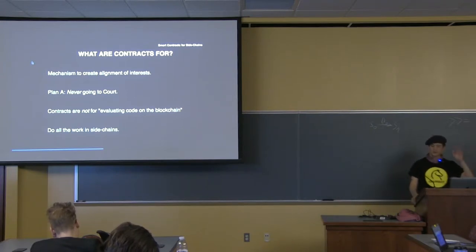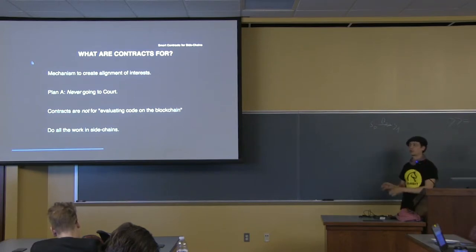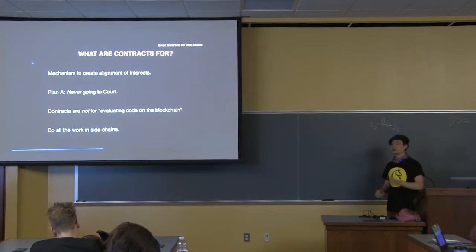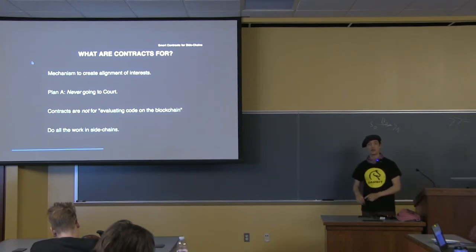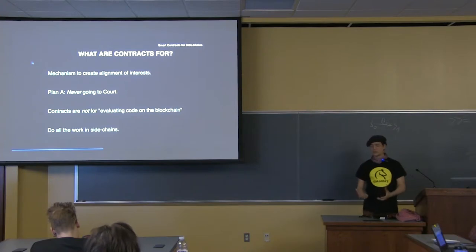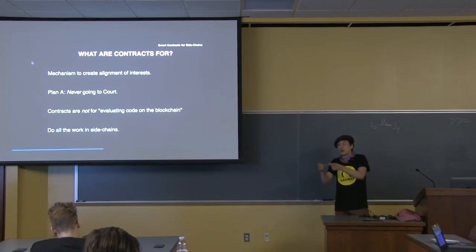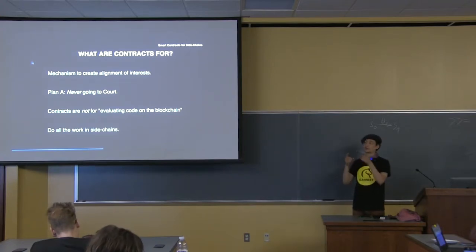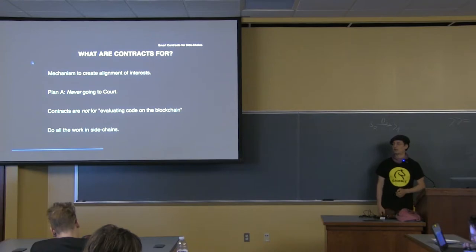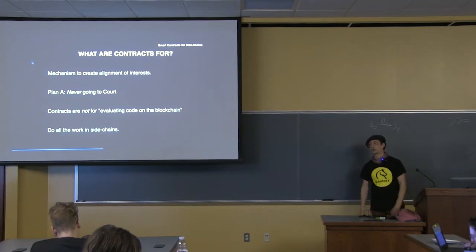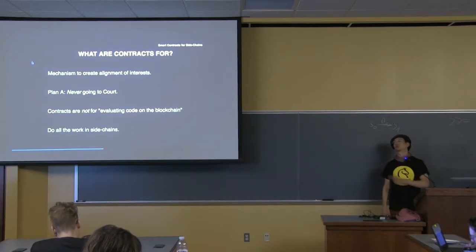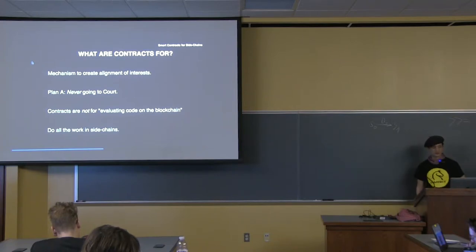Okay. But in my view, the goal of the contract is never to do the computation on the blockchain. It's to threaten the computation on the blockchain, which is 1 million times more expensive than doing it on your computer. But if you're not going to do the job, well, you are going to pay for it. You are going to pay for this million times more expensive thing and lose the rest of your collateral. So it's to threaten to do computation on the blockchain, not to do computation on the blockchain.